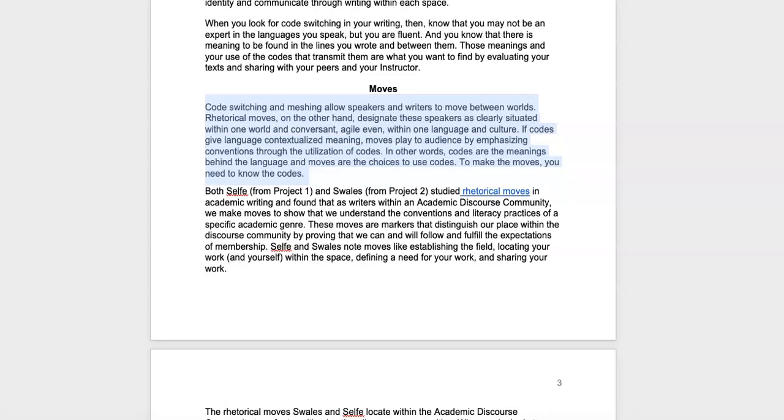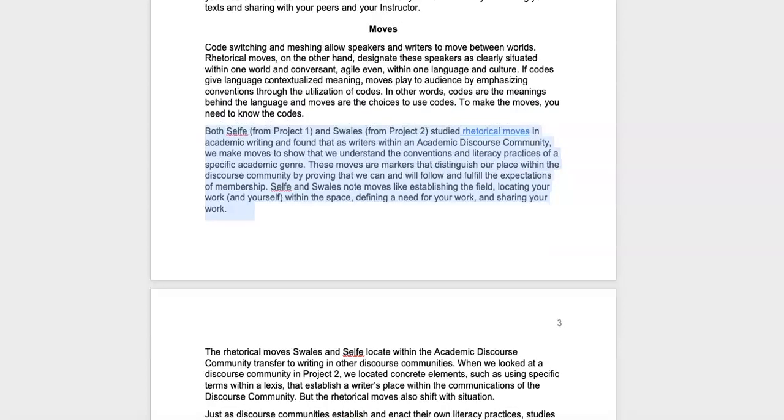Code switching and meshing allows speakers and writers to move between worlds. Rhetorical moves, on the other hand, designate these speakers as clearly situated within one world and conversant, agile even, within one language and culture. If codes give language contextualized meaning, moves play to audience by emphasizing conventions through the utilization of codes. In other words, codes are the meanings behind the language, and moves are the choices to use codes. To make the moves, you need to know the codes.